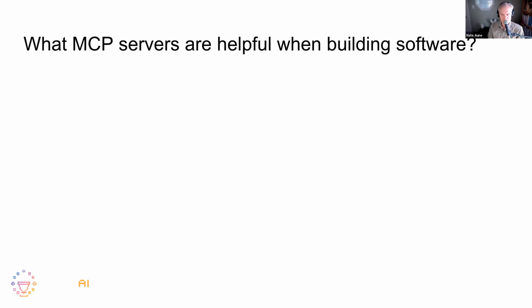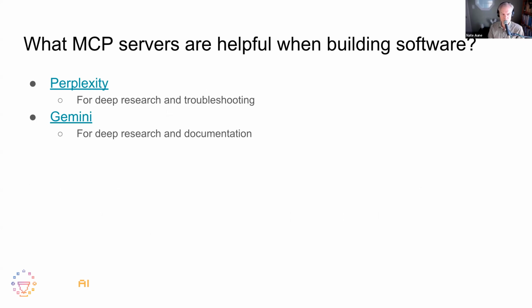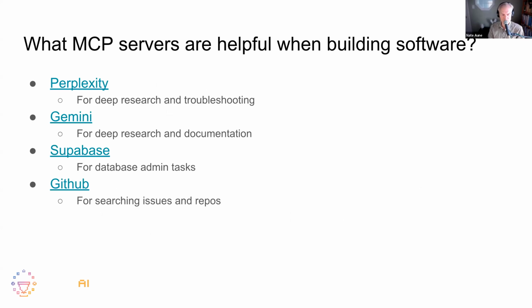And then the MCP servers that I've been using, I found are helpful: Perplexity for doing deep research and troubleshooting. Gemini, also deep research, documentation. There's a Supabase MCP, which is really useful for creating new databases, running SQL import, just basic admin stuff. And then GitHub, it can search issues, it can search repos, can look for templates that you might want to use. And then Context7 is really helpful if your project uses a lot of third-party documentation.